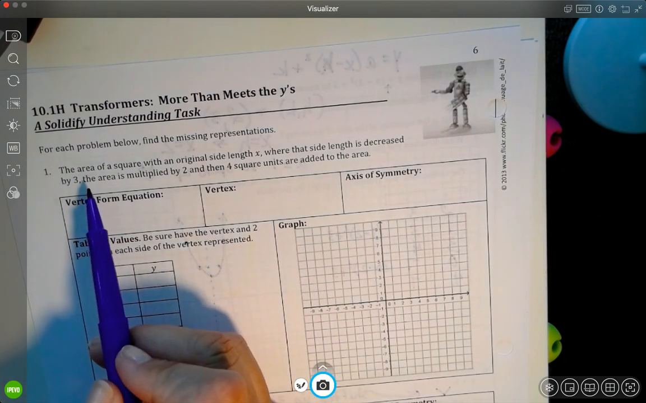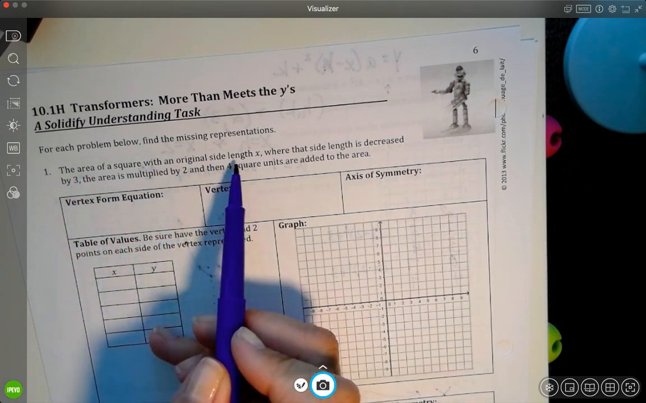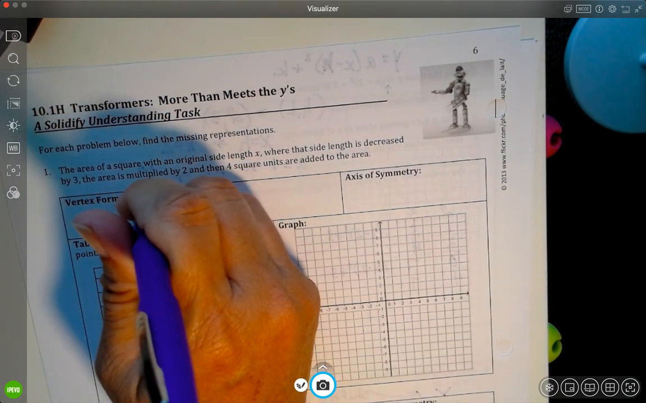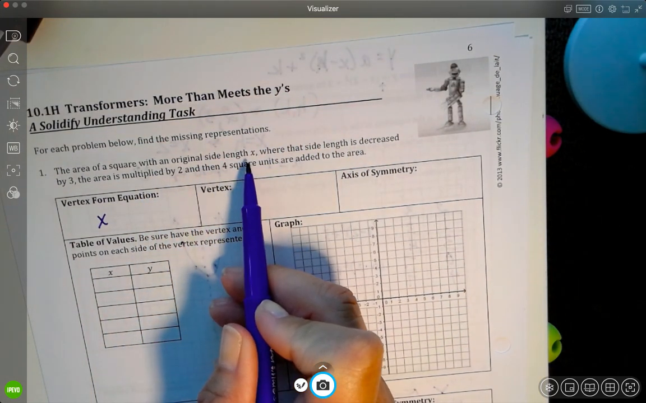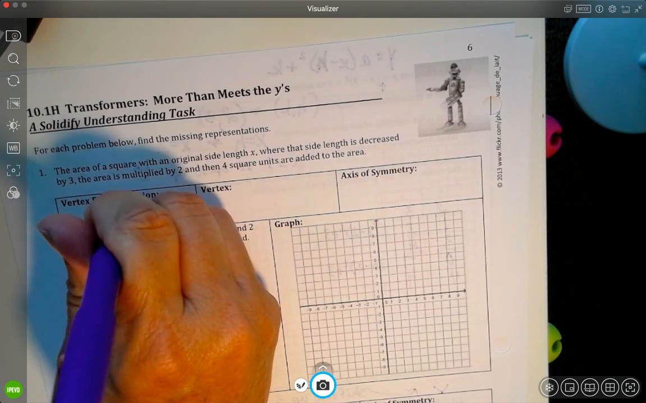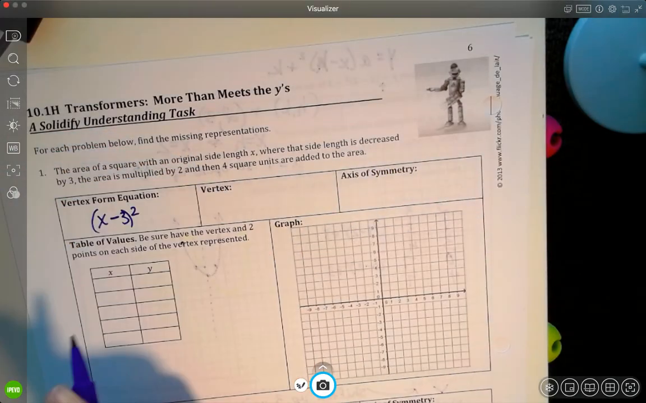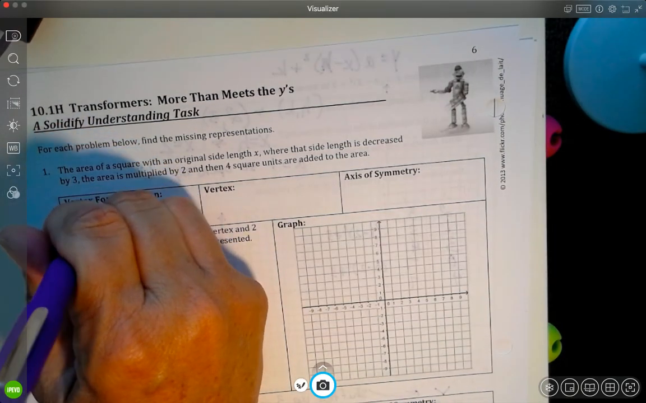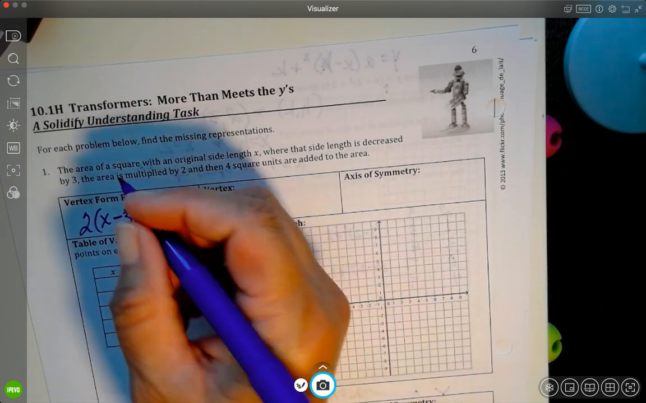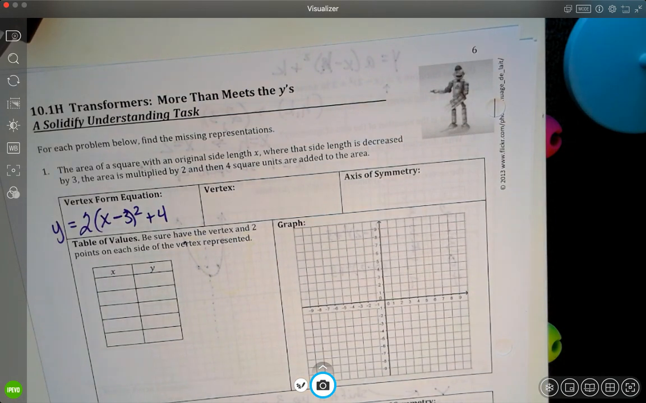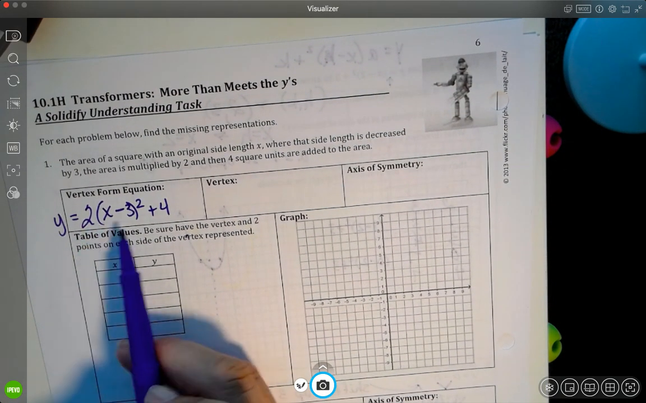It says the area of a square with an original side x. So I'm just going to start with x. I have an original side x. I know that I'm going to square it, right? Because it has a side squared, where that side length is decreased by 3, so x minus 3. But remember, this is the area of a square, multiplied by 2, so that 2 is over here, and then 4 square units are added to the area. This description will actually make a little bit more sense when we do 10.2. But for now, you just know that you have this vertex form.